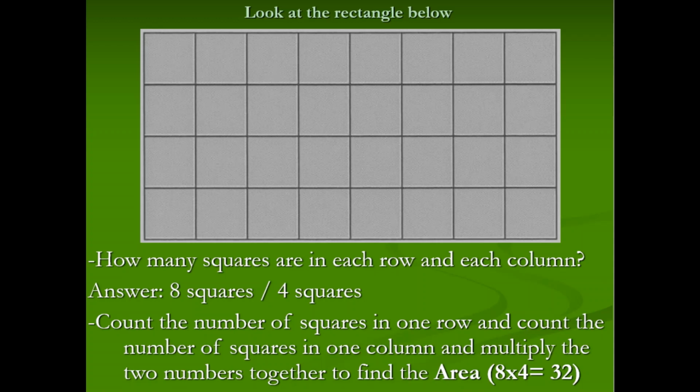So the question again is, how many squares are in each row and each column? We know there are 8 squares in this row, and 4 squares in these columns. So we count the number of squares in one row and the number of squares in one column and multiply the two numbers together to find the area. So 8 times 4 is 32.